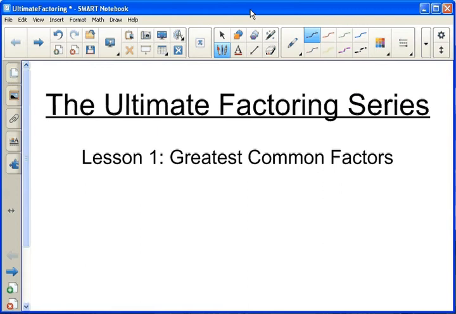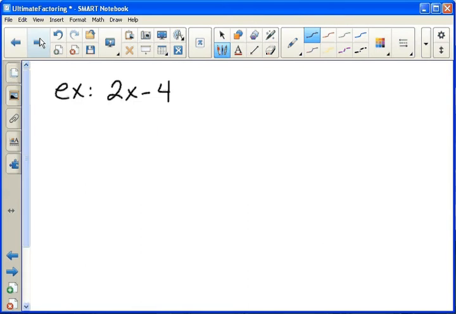So this is the Ultimate Factoring series, lesson number 1, Greatest Common Factors. The first thing you should always consider when you're factoring is if there's anything that all the terms have in common. In other words, their greatest common factor.